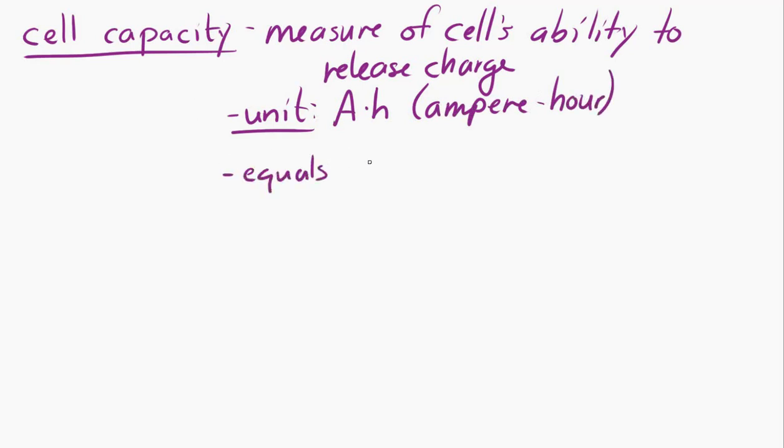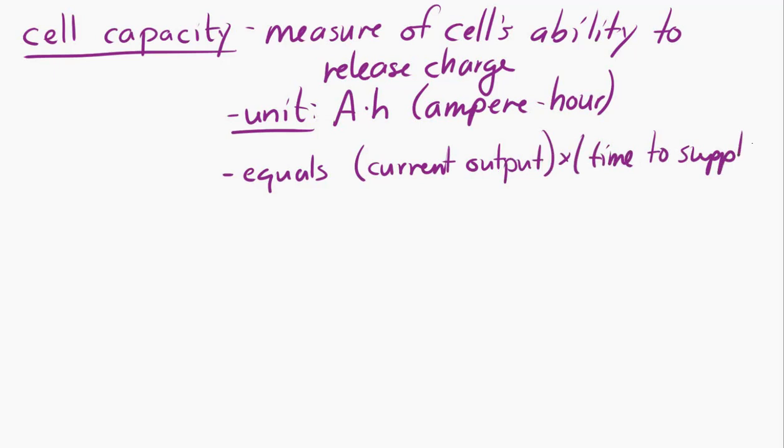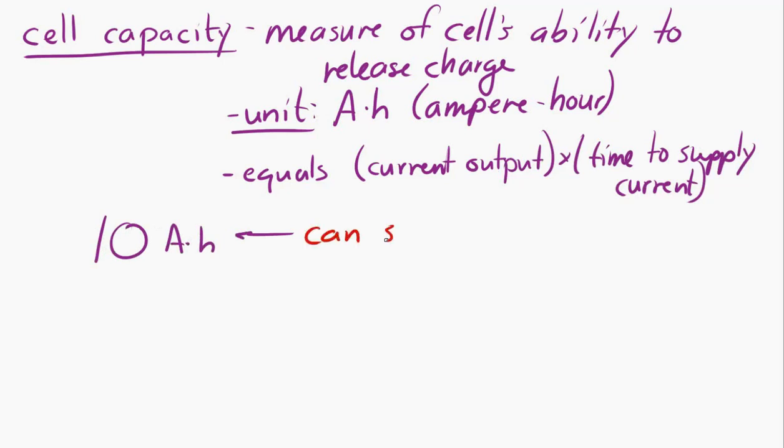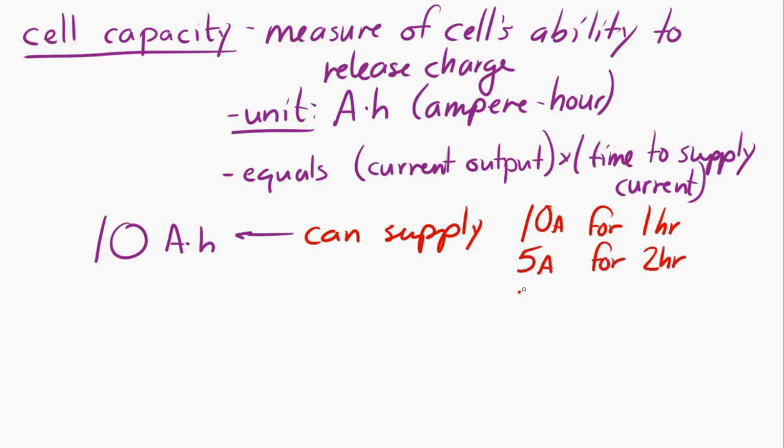So if a cell has a capacity of 10 amp hours, what that means is that it can supply 10 amps for 1 hour. Or it could supply 5 amps for 2 hours. Or it could supply 2 amps for 5 hours. Or it could supply 1 amp for 10 hours. In reality, it is more complicated than this, but this is a good first step in understanding cell capacity.